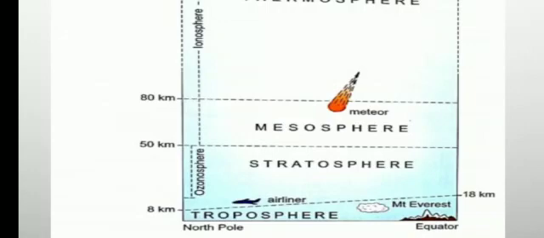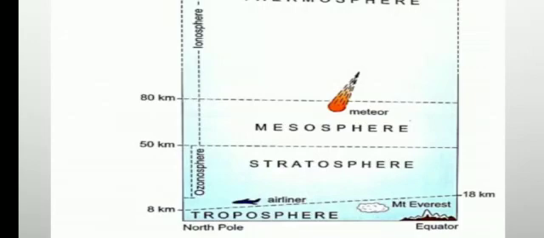The troposphere gets its name from the Greek word tropos, which means turning. This is because all the weather changes that we experience take place in the troposphere. The upper limit of the troposphere is marked by the tropopause, where the general decrease in temperature with altitude stops.